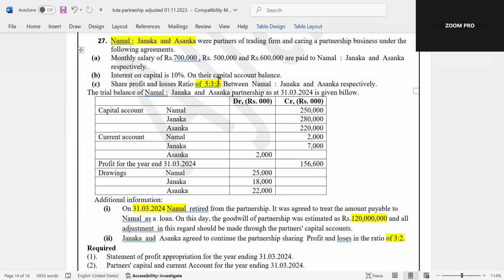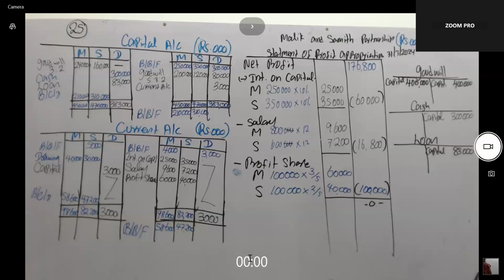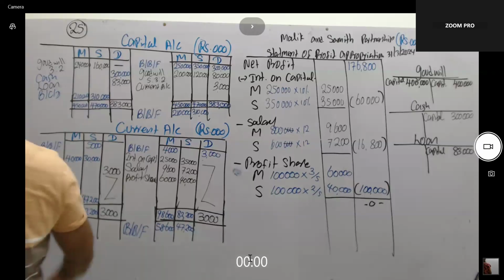The capital account balances, current account balances, drawings, and goodwill of the partnership are also given. There's a statement of profit appropriation for the year ended 31st March 24, and partners' current accounts and partners' capital accounts. Question number 27. First one, draw the format. Prepare the appropriation account for all 3 partners. The appropriation account should be prepared for all 3 partners, and current account 3 columns.